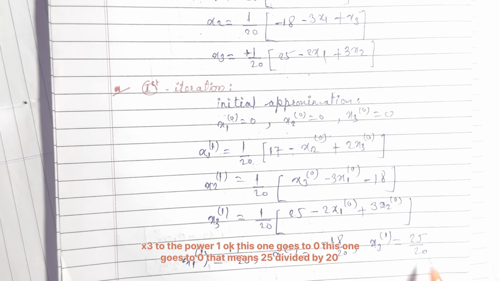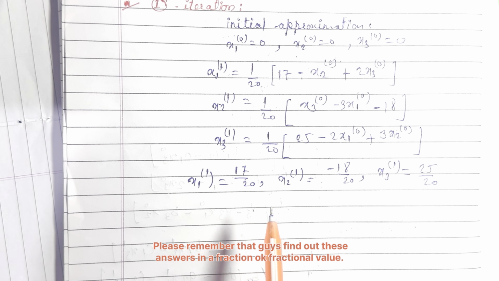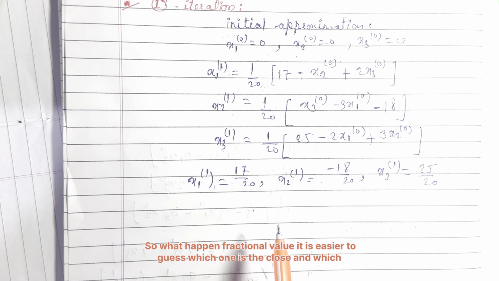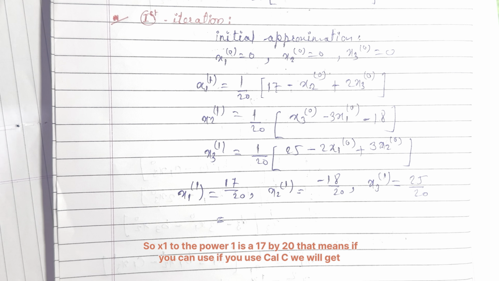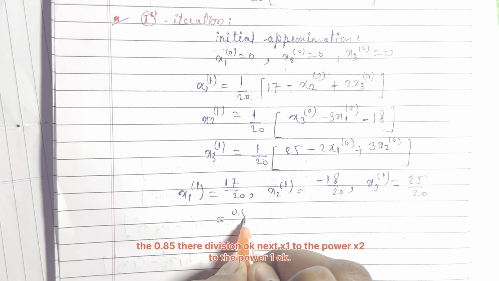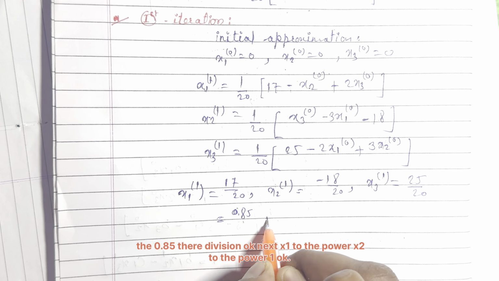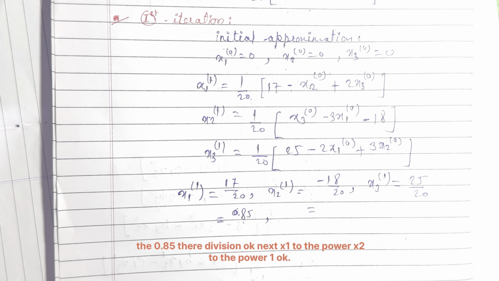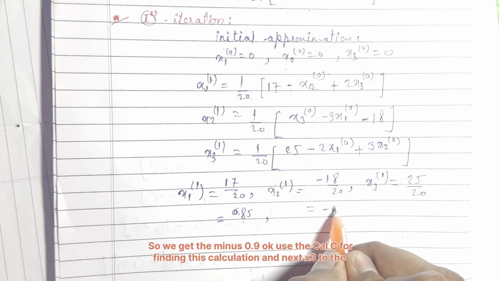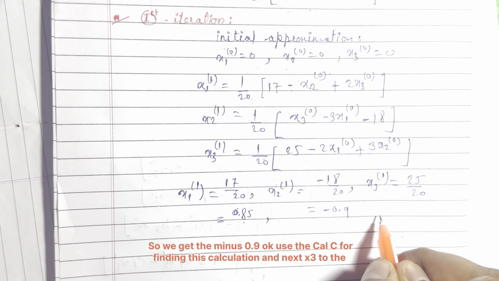Okay, now see that these are all the values we got here. Always remember, guys, find these answers as fractions. Okay, fractional values, so it is easier to guess which one is close and which one is not. So x1 to the power 1 is 17 by 20. That means if you use the calculator, you will get 0.85 on that division. Okay, next x2 to the power 1, so we get minus 0.9. Use the calculator for finding this calculation.